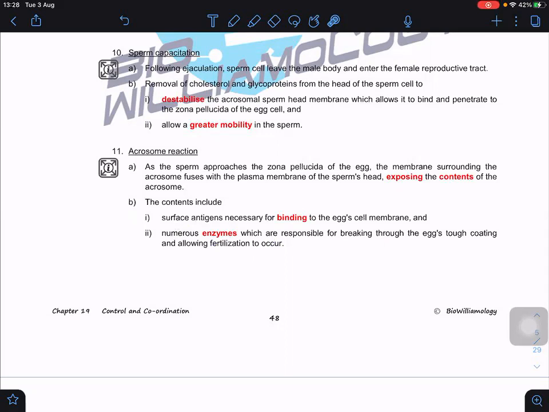So for you guys, you just need to know the names. There are the processes known as sperm capacitation and acrosome reaction, but you do not need to know the details. No question will ask you to describe the process of sperm capacitation and the acrosomal reaction.